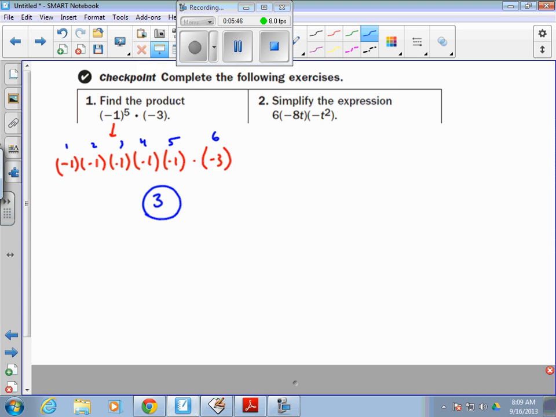2 says simplify the expression. 6 times negative 8t times negative t squared. So we have how many negative exponents? That's what we want to see. How many negative factors, not exponents.